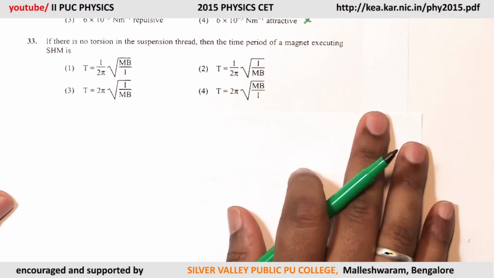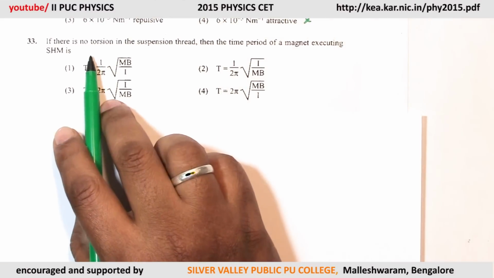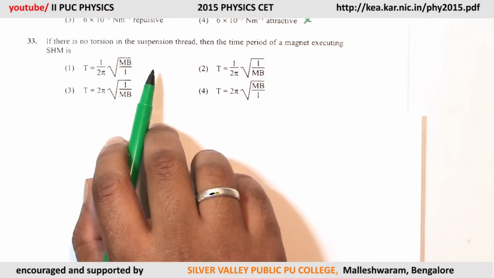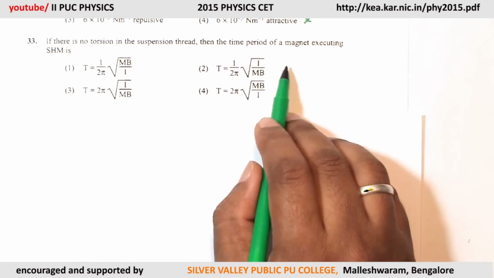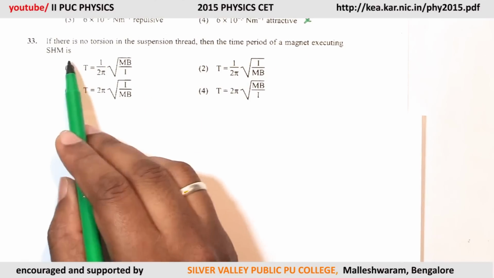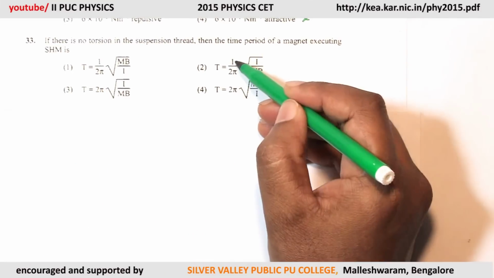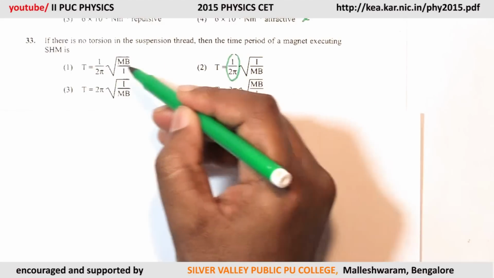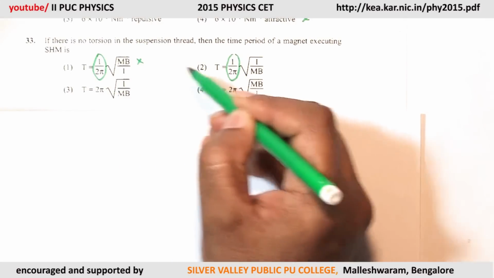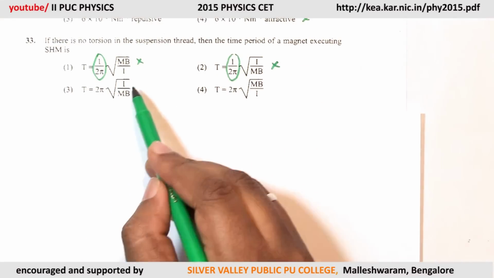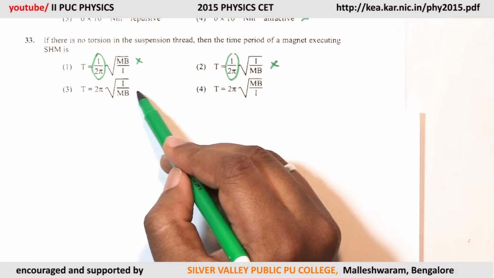33. Direct question. If there is no torsion in the suspension thread, then the time period of a magnet executing simple harmonic motion is... Whenever time period is involved, you cannot have 1 by 2 pi. So it is 2 pi root I by mB is the answer.